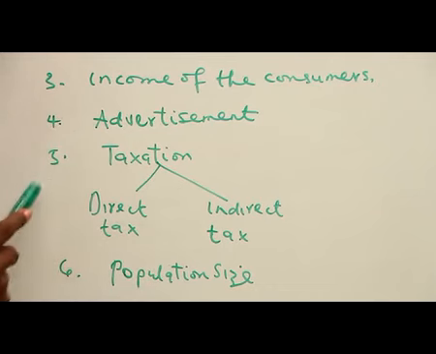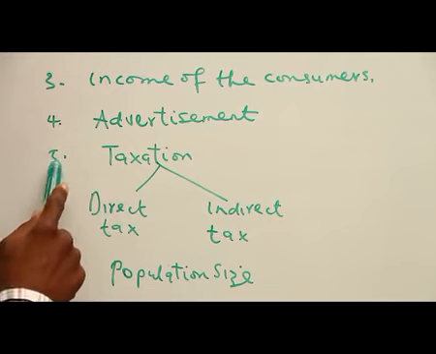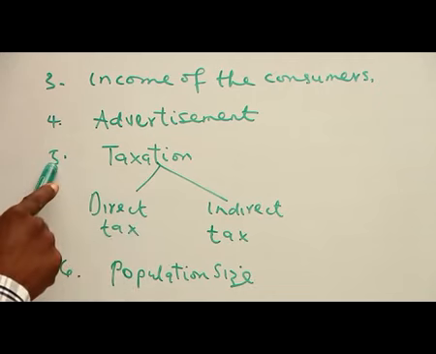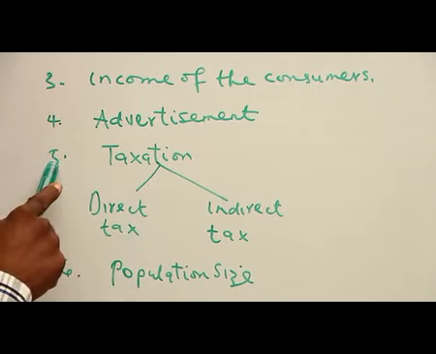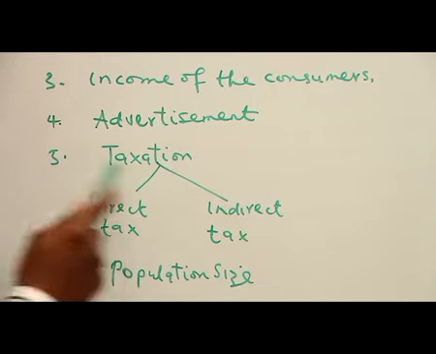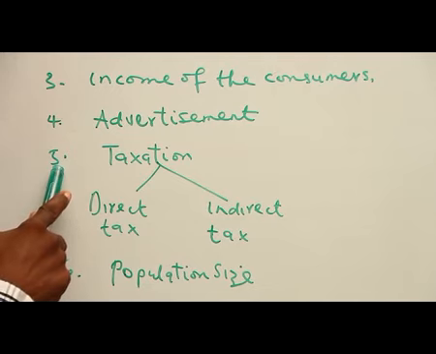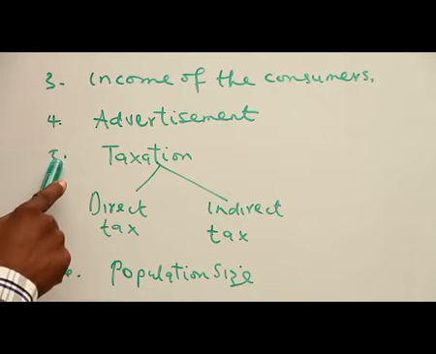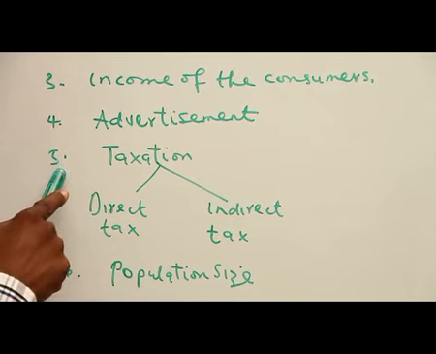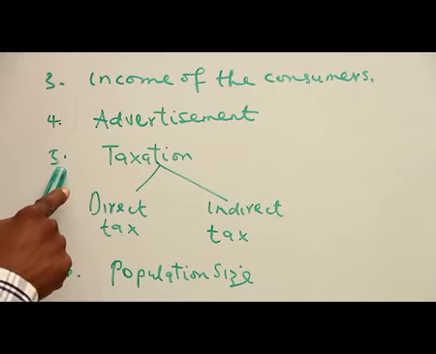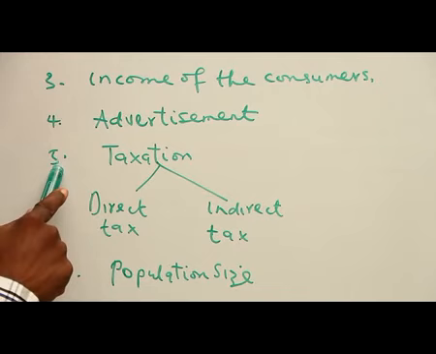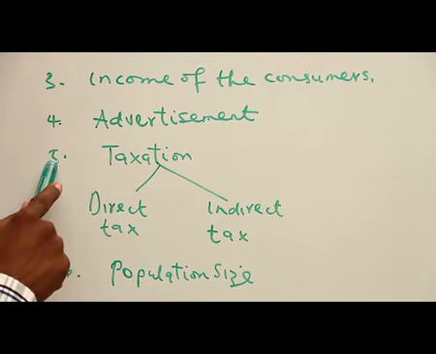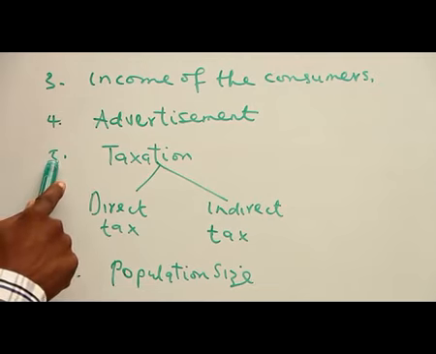Number five, taxation. Taxation is in two forms: direct tax and indirect tax. Direct tax is placed on individual income, corporate taxes, and so on, while indirect tax is placed on goods and services. If there's an increase in direct tax, it will reduce the consumer's income. Thereby, there will be a reduction in the demand for goods and services. But if there's a decrease in direct tax, the consumer will have more to take home as income. So more goods and services will be bought.